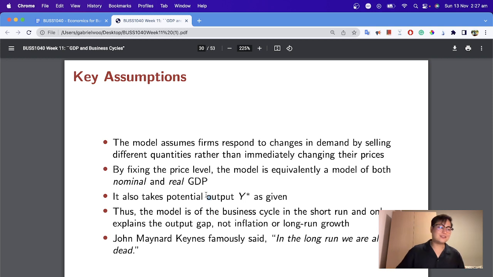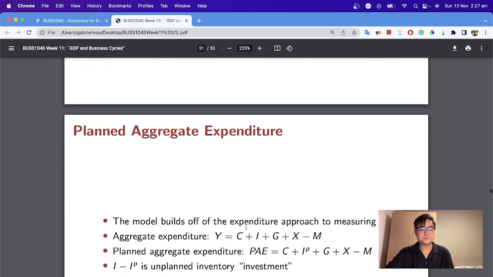And there's also what we call the sticker price or the menu costs to firms. When they want to change prices, they take reputational damage. They also take a lot of unforeseen costs when they want to change prices. So thus the model, for business cycles in the short run, only explains the output gap, not inflation or the long run growth. Okay.